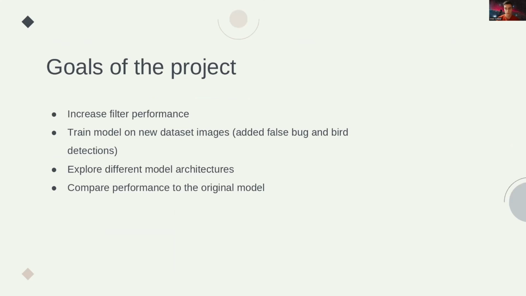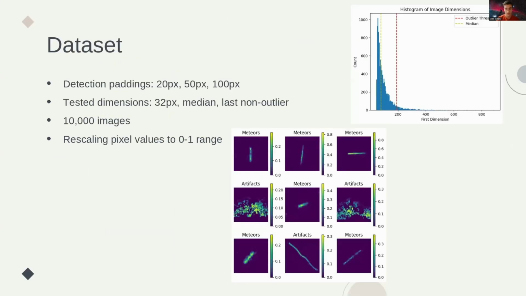by training it on a newer dataset of images, and also to explore various model architectures and compare their performances to the currently used model. So here is the dataset that was used. For the start, I used 10,000 images of a much larger dataset from the GMN server. Detections were padded with 20, 50, and 100 pixels, and then results were compared.